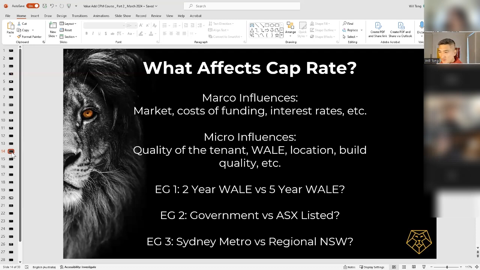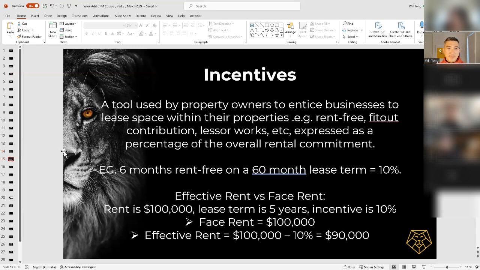So these are some of the things that affect cap rate. And why am I talking about cap rate? Because at the end of the day, you want to be able to increase the rental income of the property, and also calculate what the cap rate could be to determine what the end value is. So we'll run through a few scenarios later on to illustrate this point. Number 2. This is a really, really important topic, so you guys really need to pay attention.